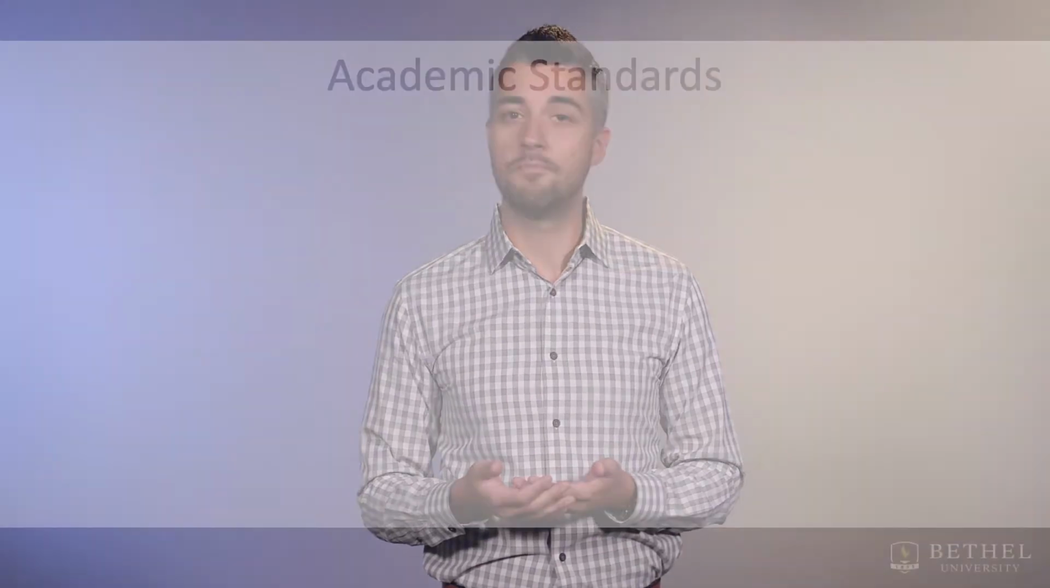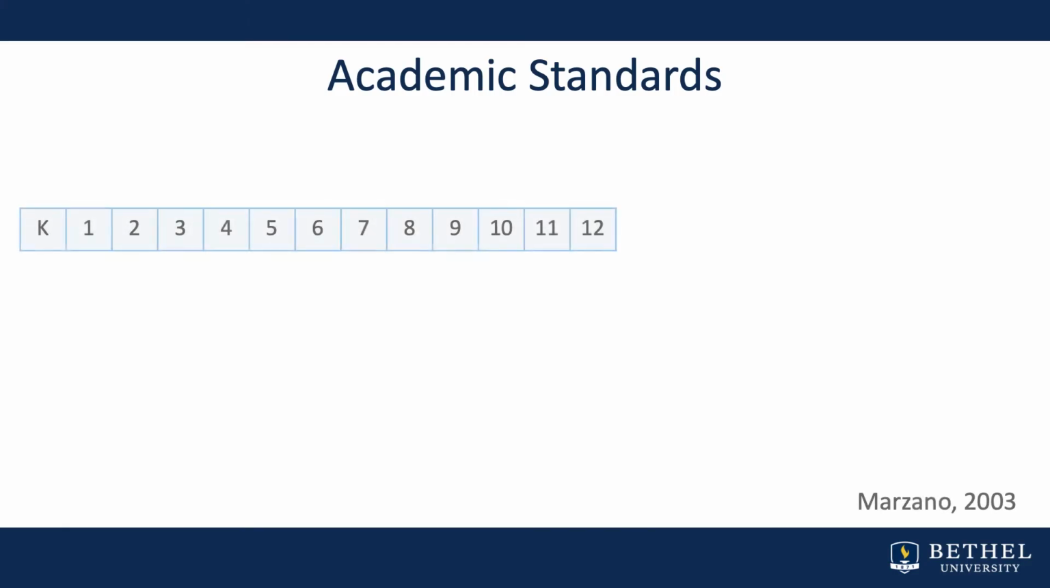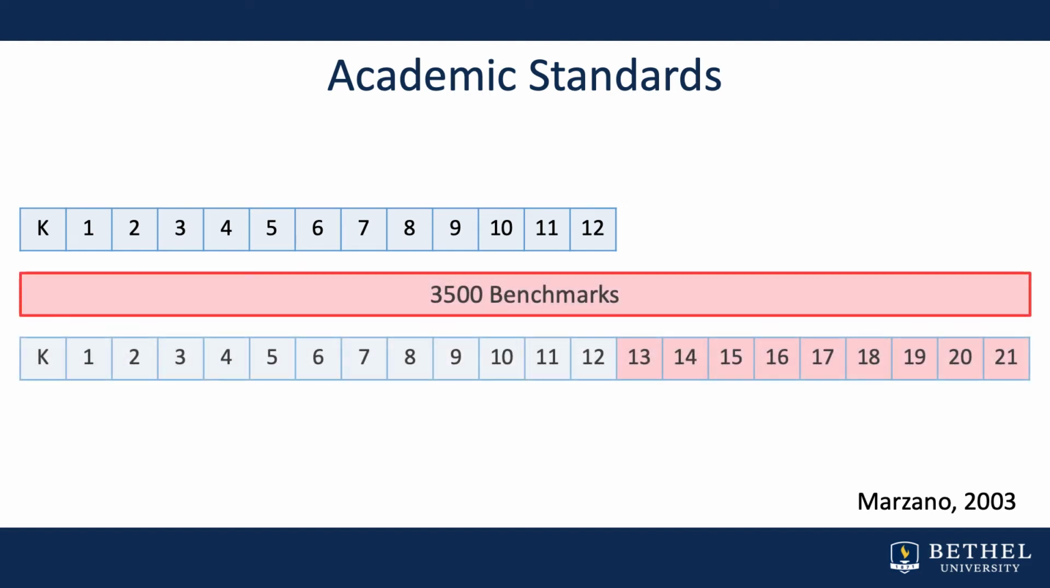Even in the required standards, there's not enough time for students to master everything in our K-12 system. In 2003, Marzano did an analysis of all the standards to estimate how long it would take to reasonably master everything. His conclusion was it would take 22 years to master the 3,500 benchmarks in the typical K-12 system. Marzano has two main recommendations in light of this analysis.